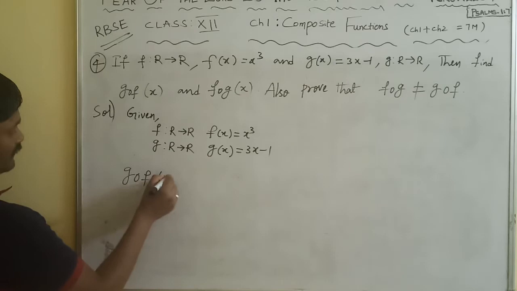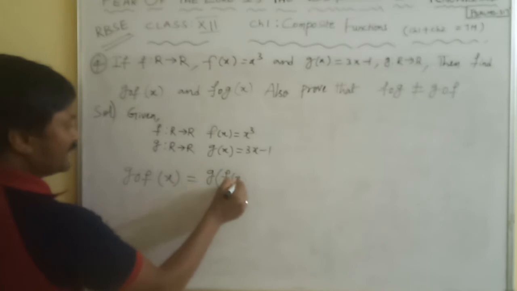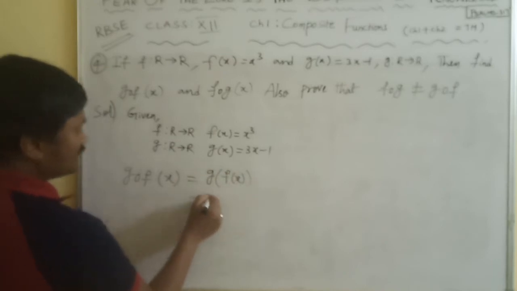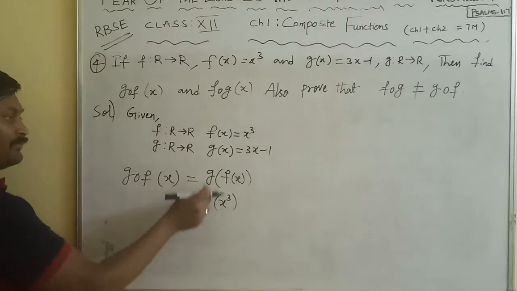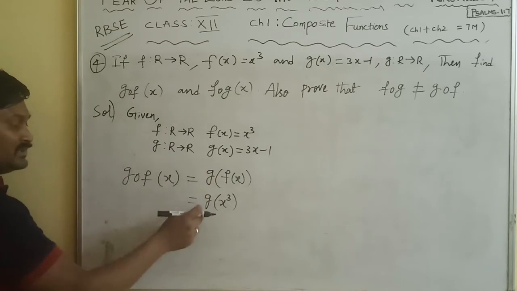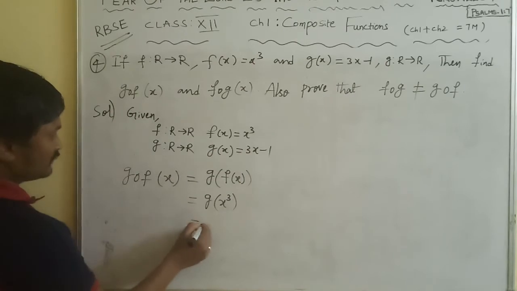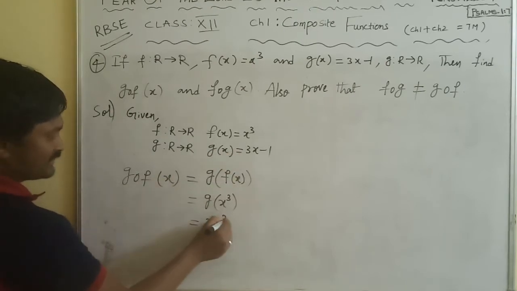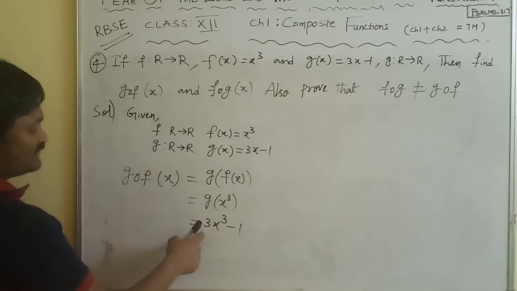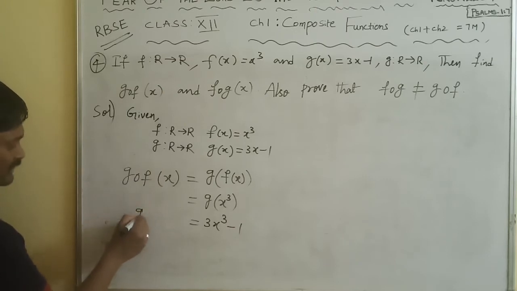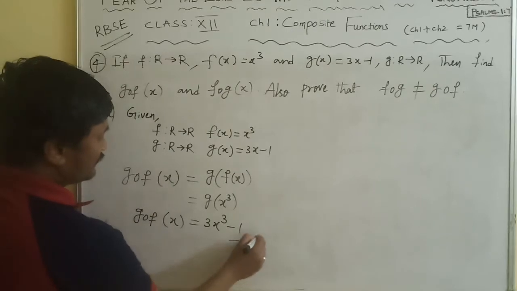g circle f of x, we can write it as g of f of x. So what is f of x here? That is x cube. Just substitute x cube. So now g of x means 3x minus 1. g of x cube means wherever x is there, what do I need to substitute? x cube. So now 3x is there, so x cube minus 1. So now you got g of x cube is 3x cube minus 1. That is nothing but g circle f of x. So this gives us equation number 1.